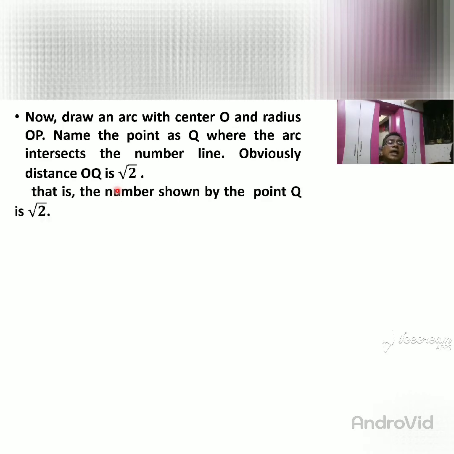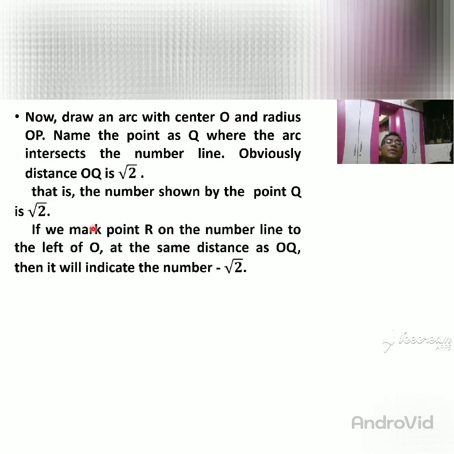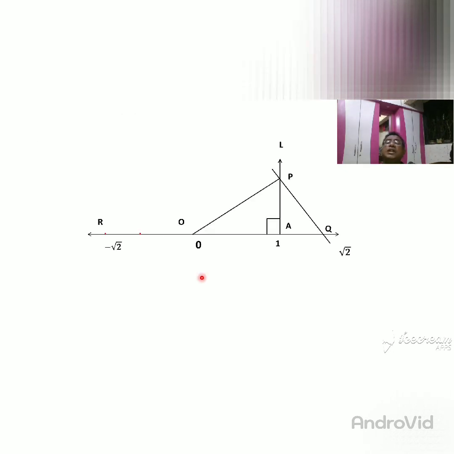So the number shown by the point Q is root 2. Okay, this is only the reading; I will explain it afterwards. If you mark point R on the number line to the left of O at the same distance as OQ, then it will indicate the number minus root 2. So this is the instruction I read. I will explain it here in English and Marathi because you want to draw this diagram.